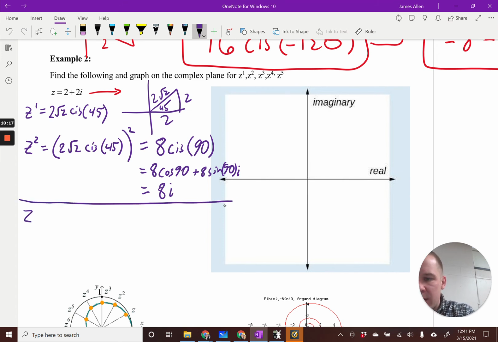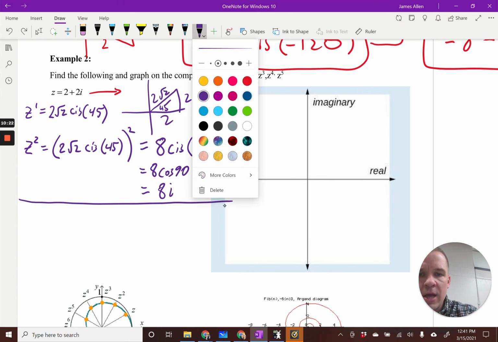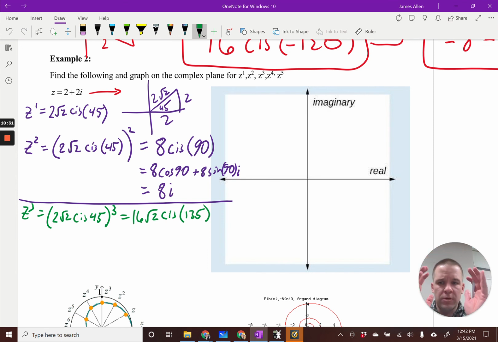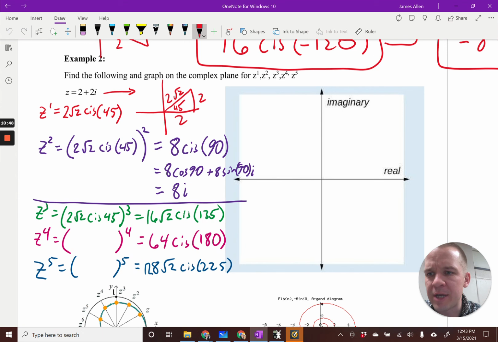Now I'm going to do z cubed. Actually, I'll use a different color here, start changing it up. So z cubed, and I'm going to pause and write this out because this is going to get kind of monotonous. For z to the third, I get 2 root 2 cis 45 in the parentheses, raised to the third. 2 root 2 to the third power is 16 root 2, and then we've got cis 135. Now I'm going to do the same for z to the fourth and the fifth power, and then we'll graph them all. All right, so here we go. I was able to change the color of that first one, so they're all different colors now.